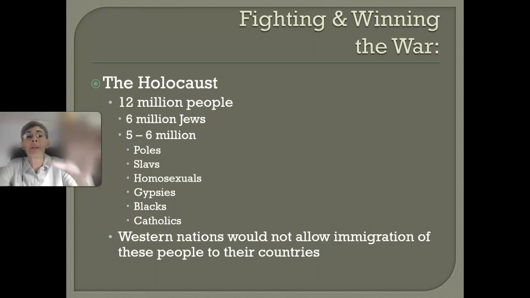I cannot possibly overestimate the colossal disaster and horror of this event. This was ethnic cleansing at its worst. It's still, historically, the worst genocide to ever take place in the history of the world. So we're going to talk about this more in class, but I need you to know what the Holocaust was. It was a systematic extermination of people the Germans decided were undesirable.